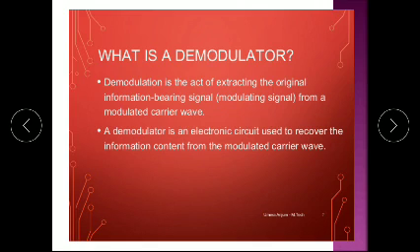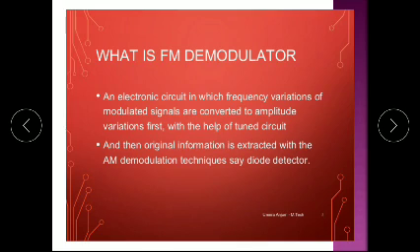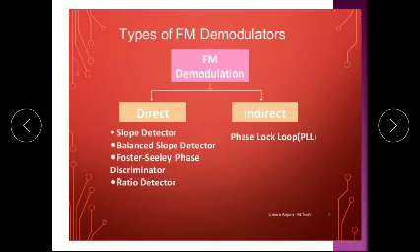What is the demodulation process? Demodulation is the act of extracting the original information or baseband signal from a modulated carrier wave. A demodulator is an electronic circuit used to recover the information contained in the modulated carrier wave. So what is an FM demodulator? An FM demodulator is an electronic circuit in which frequency variations of the modulated signal are converted to amplitude variations first with the help of a tuned circuit, and then the original information is extracted with AM demodulation techniques, say the diode detector.